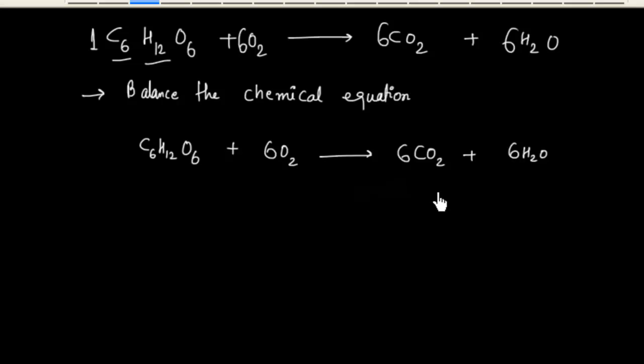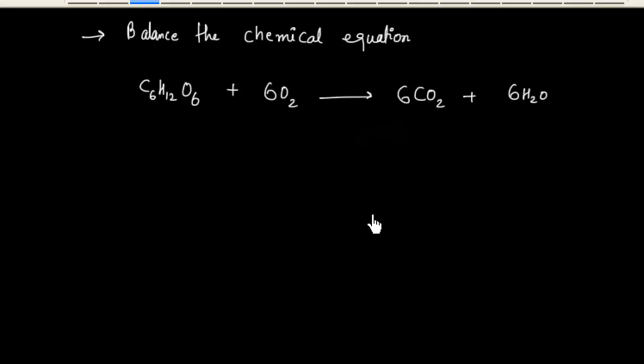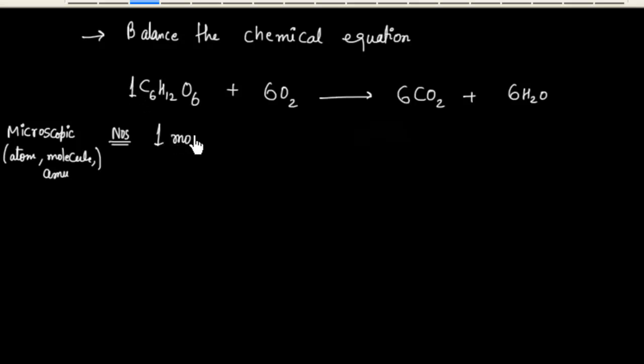Now this information can be looked at or seen microscopically as well as macroscopically. So if I look at this information microscopically, that is in terms of atom or molecule, or in terms of mass, where mass of one atom or molecule is given in AMU. So this is a microscopic picture. Let us discuss first microscopic in terms of numbers. So I can say when one molecule of glucose reacts, at the same time 6 molecules of oxygen react, and 6 molecules of CO2 and 6 molecules of H2O are formed.